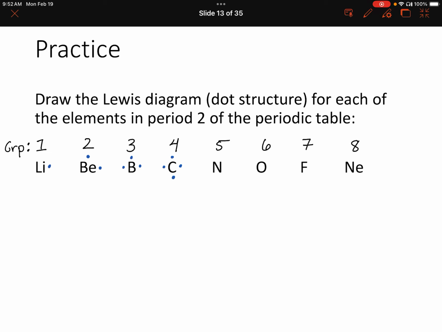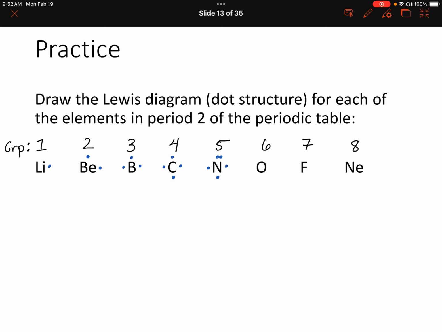Now let's look at nitrogen. Nitrogen has 5 valence electrons. So we'll start by putting 1 electron or dot on each side. And then the 5th electron we can pair up with one of the other ones. So maybe the one on the top. So we have 2 electrons that are paired up. The other 3 are by themselves. So they're lone electrons.